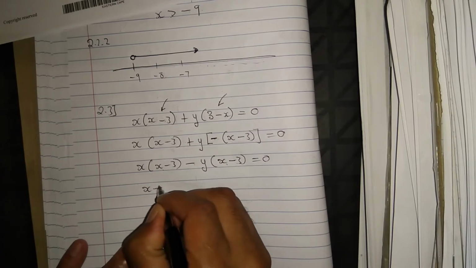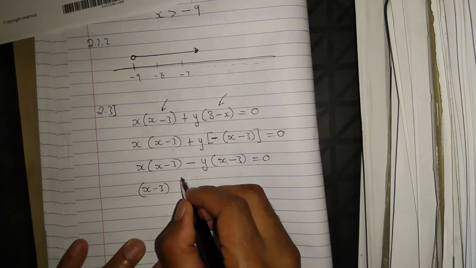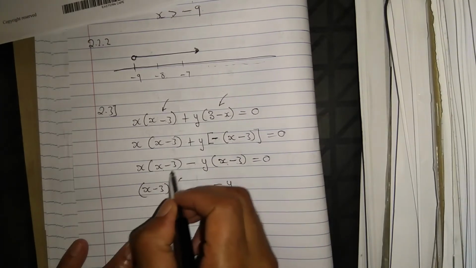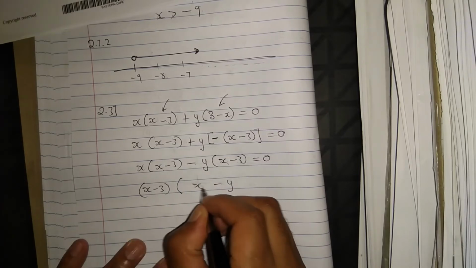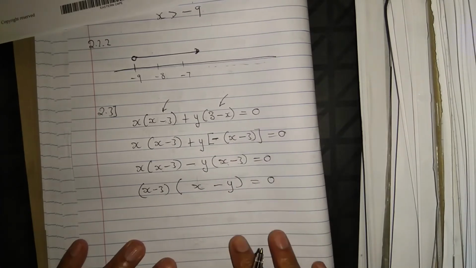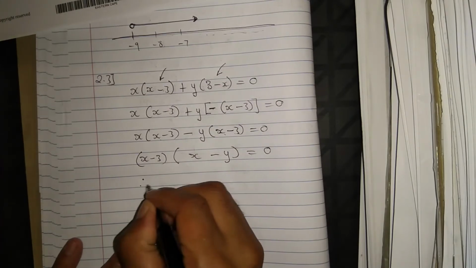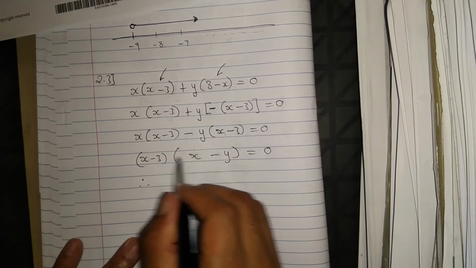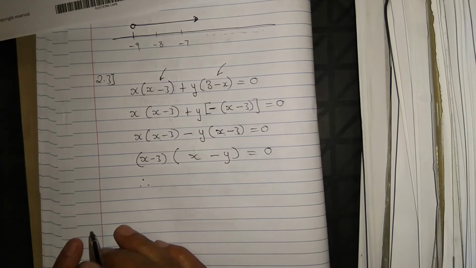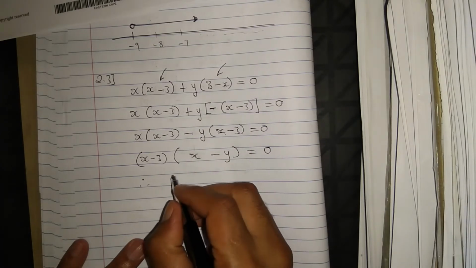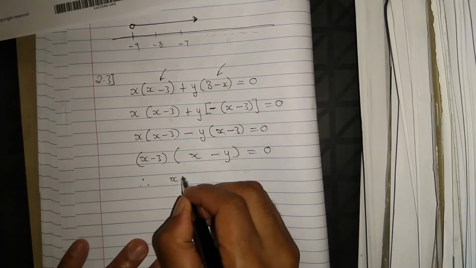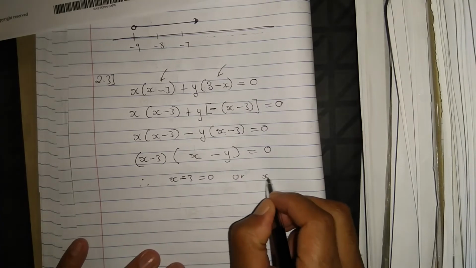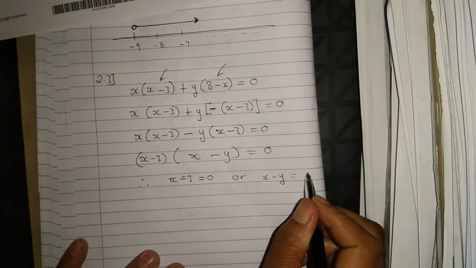So I keep x minus 3 out. Then when I take x minus 3 out here, I'm left with minus y. When I take x minus 3 out here, I'm left with x. Close bracket equal to 0. So therefore, now I have two brackets, and these brackets are multiplying each other and they are equal to 0. So it means one of the two brackets must be equal to 0. So x minus 3 will be equal to 0, or the x minus y will be equal to 0.